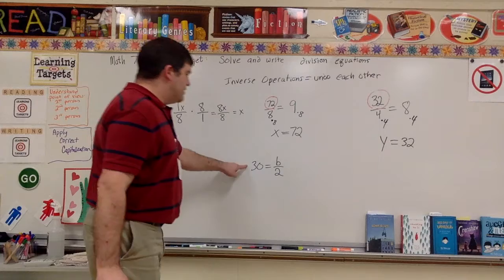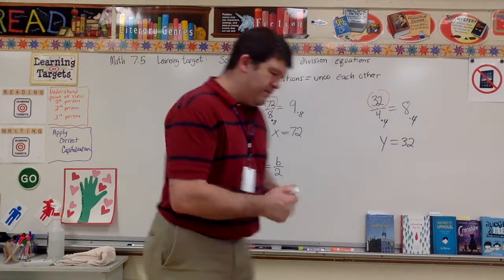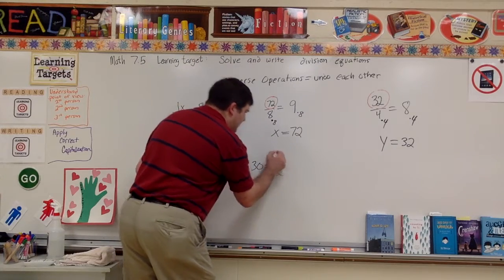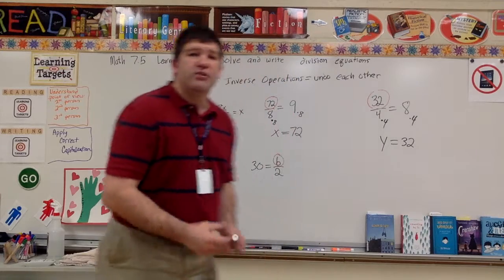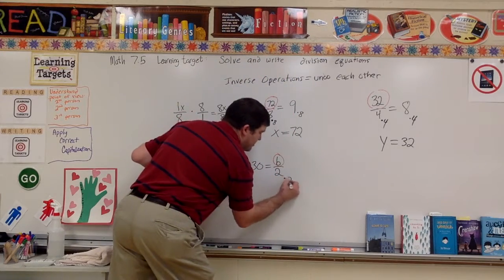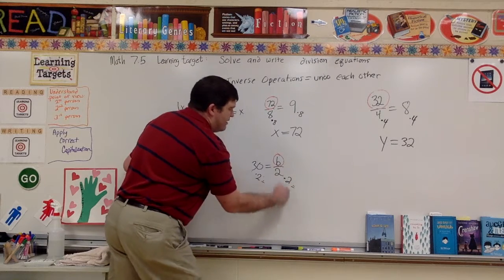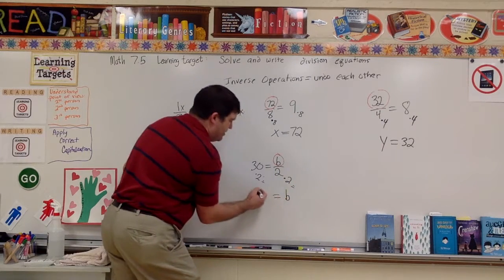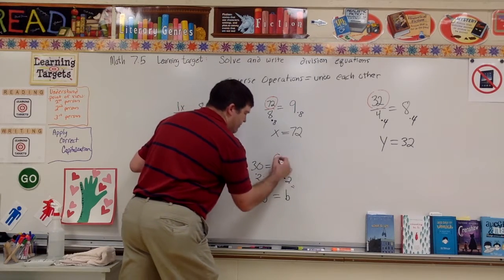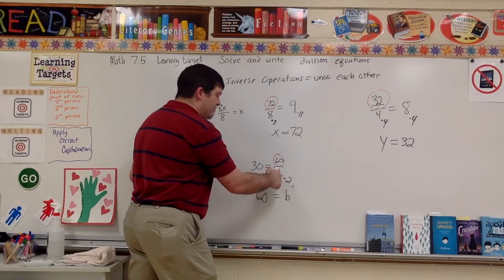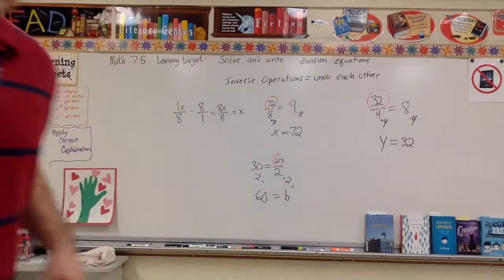Okay, this one, I have 30 equals b divided by 2. I don't know what b is. That's what I want to find out. I want to solve for b. I circle my variable. What is happening to b? It's being divided by 2, so now I have to multiply each side by 2. Times 2, times 2, and this equals b, and this equals 60. Now let me put this in here. 60 divided by 2, yep, that's 30. Okay, I was able to check it to make sure I had the right answer.